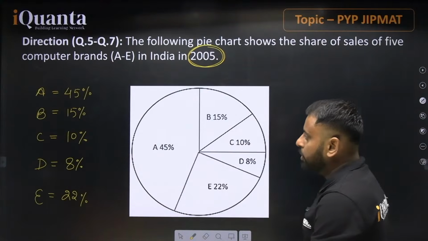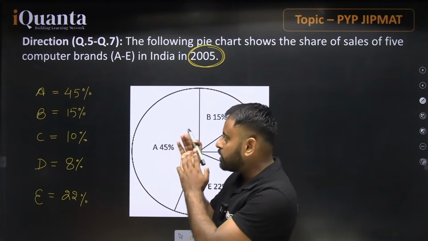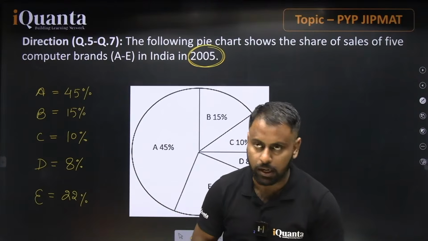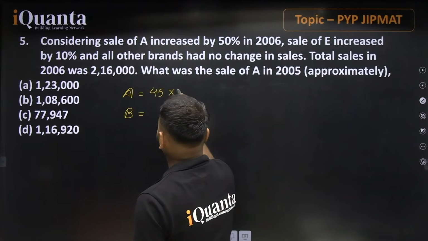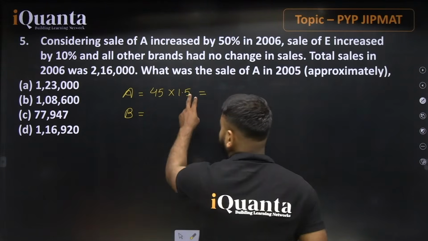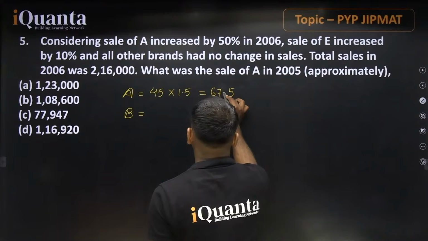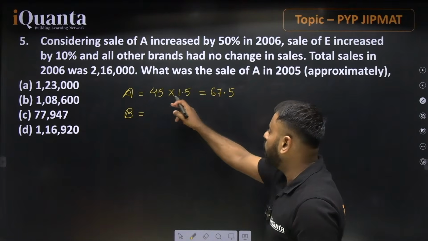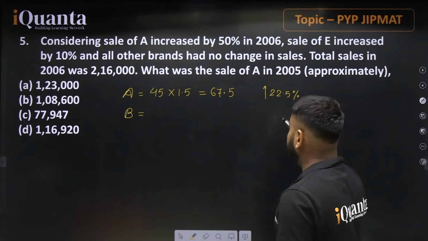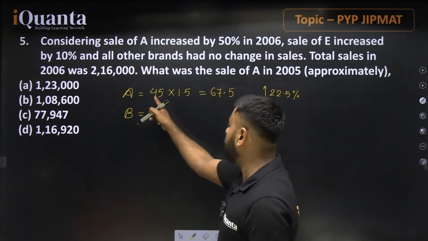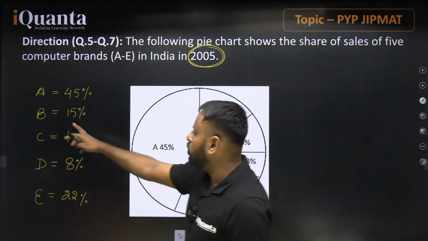Just check it out. If we have A equal to 45%, we just have to increase this particular value by 50%. So we can say 45% into 1.5, because we just have to increase it. 15 fives are 75 and 7 remains, 15 fours are 60 and 7 is 67.5. We can say that this value is increased by 22.5%, because we know that 50% of 45 is 22.5%.